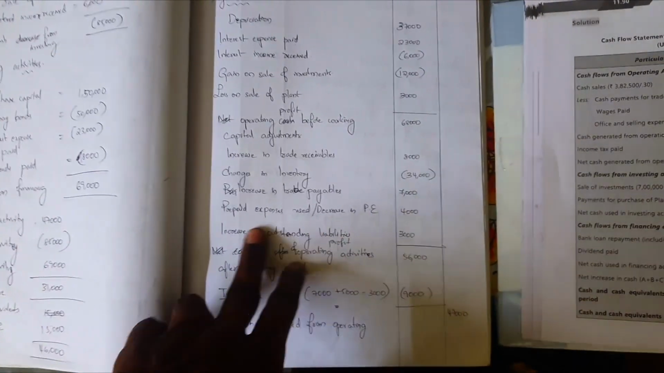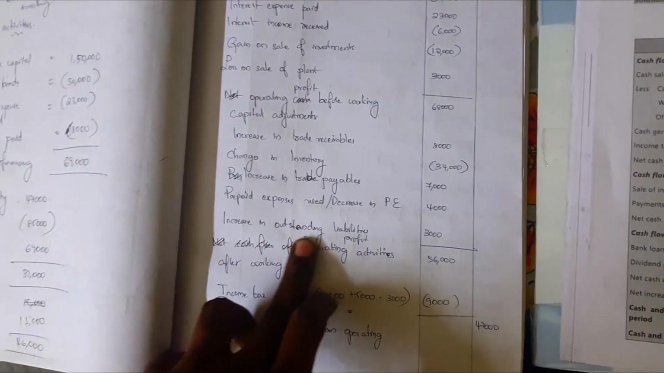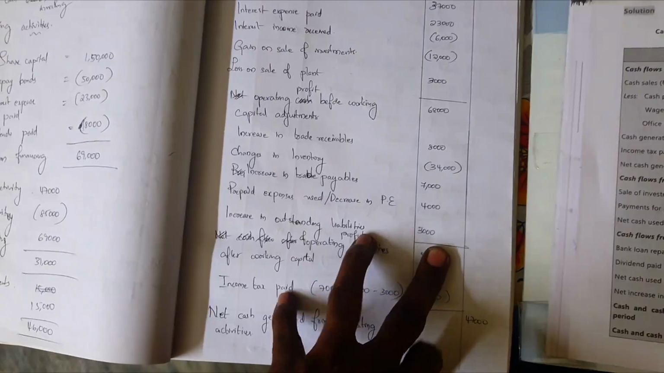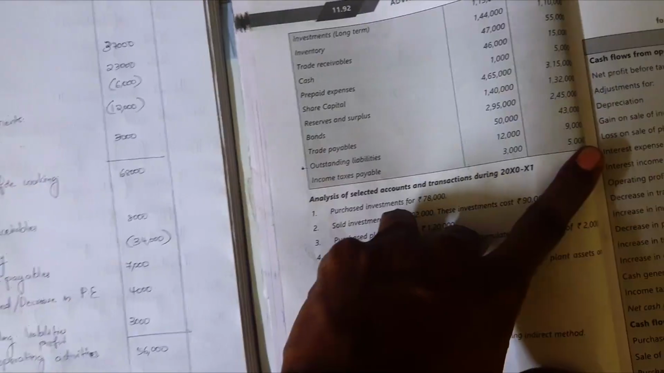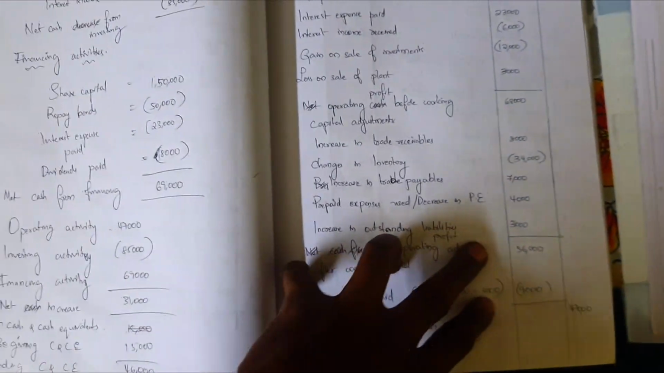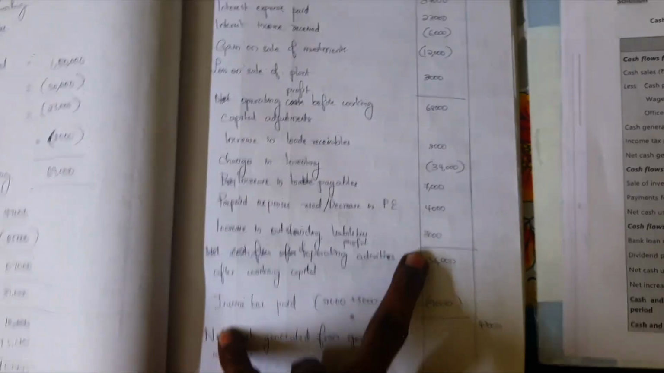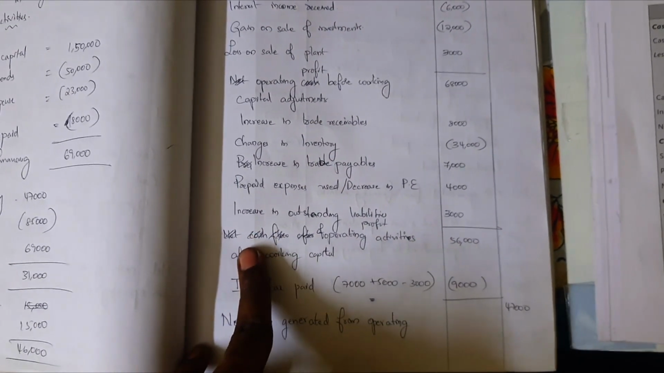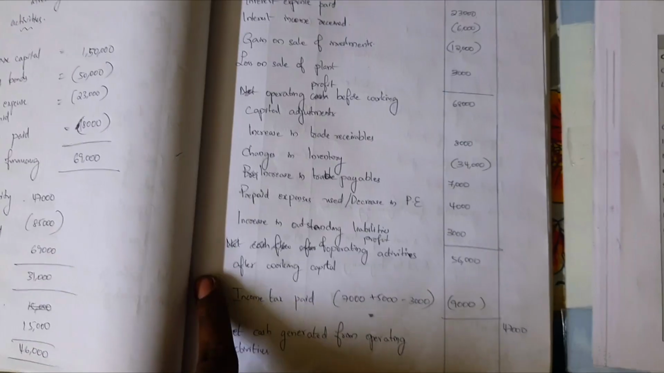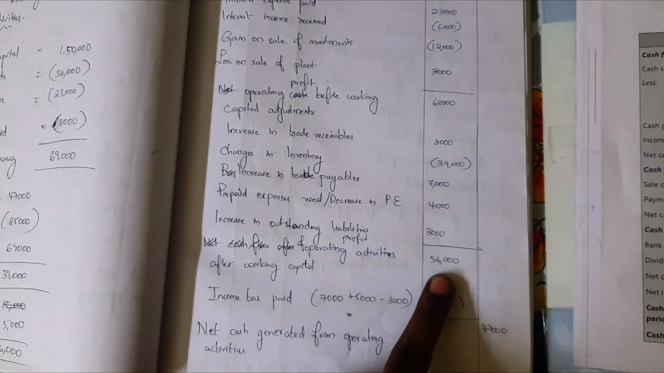Sorry for the noise. Increase in outstanding liabilities. When you see increase in outstanding liabilities, it was 3,000. Outstanding liabilities increased from 9,000 to 12,000, which means there is no cash moved outward. So that's why we added it. After this, we can see operating activities after working capital adjustments, which was 56,000.